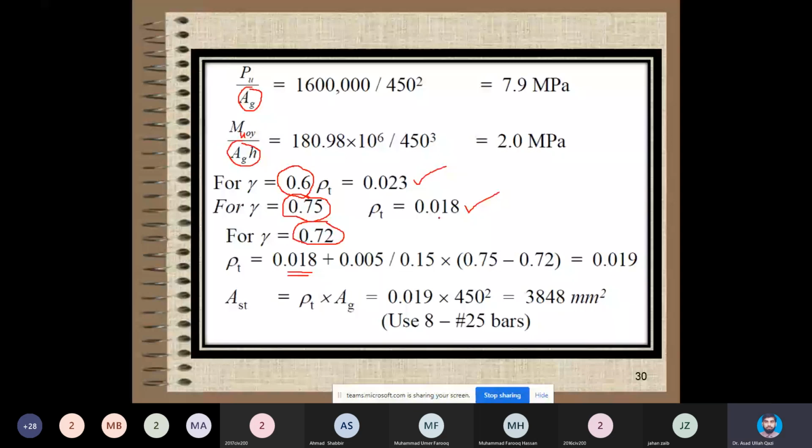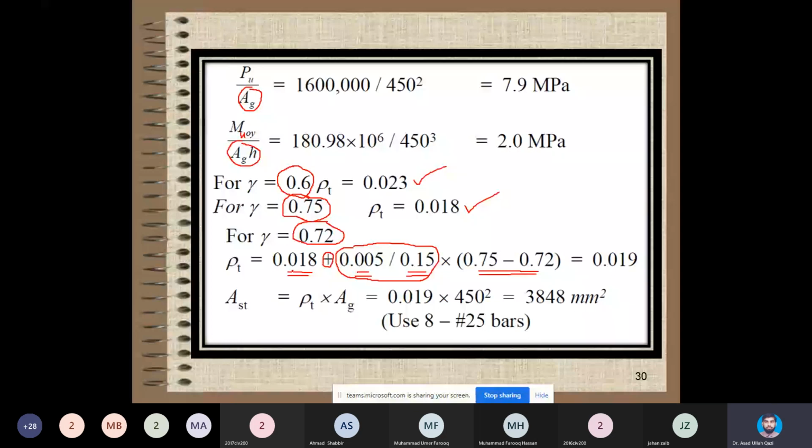outcome as the base value, and then taking the difference of gamma 0.75 minus 0.6 as 0.15, and taking the difference of two reinforcement ratios as 0.005, and taking the ratio of them to calculate the rate of change or slope, multiplied with the gap between the two gammas, which is 0.75 minus 0.72, and then adding that to the base value gives me the answer 1.9.